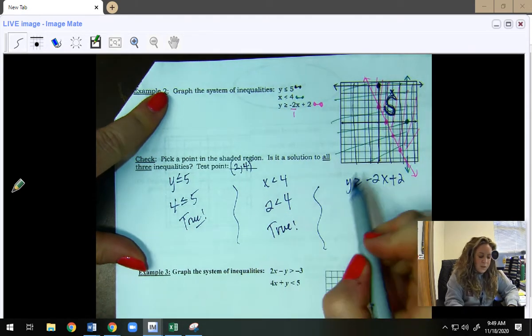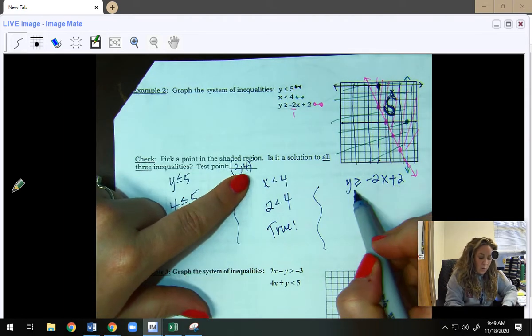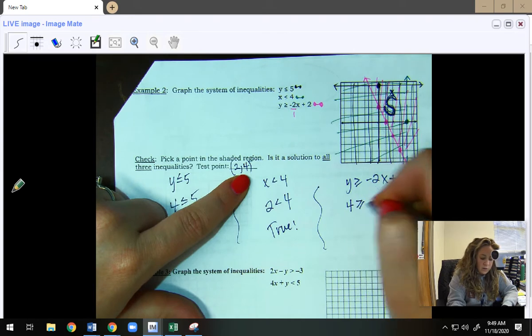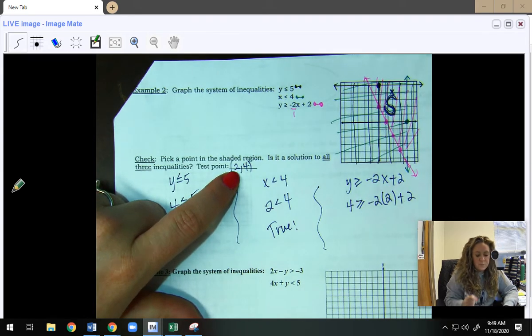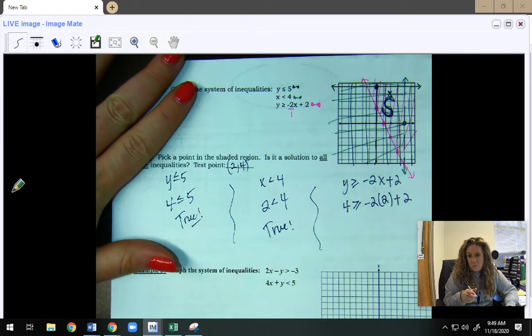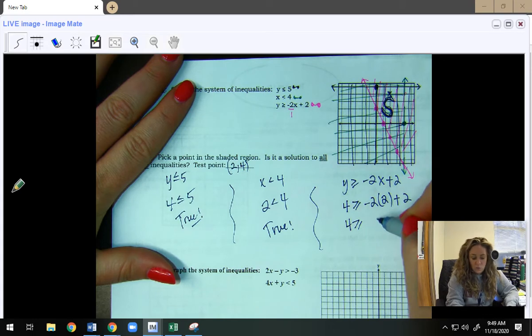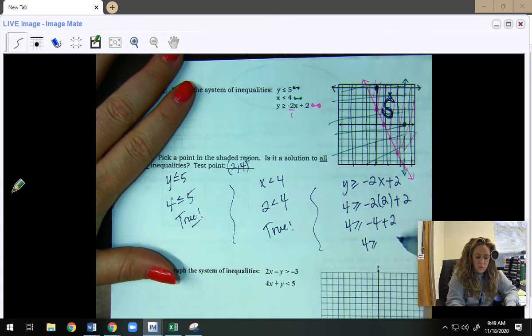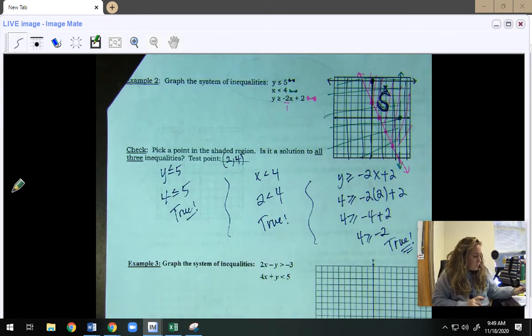Okay. y is greater than or equal to negative 2x plus 2. So my y is actually a 4, greater than or equal to negative 2 times x, which is 2, plus 2. All right, so we got a little bit of math to do. So 4 greater than or equal to negative 2 times 2 is negative 4, plus 2. 4 is greater than or equal to negative 4 plus 2, which is negative 2. Oh baby, this is true. So it works. It was in the solution set.